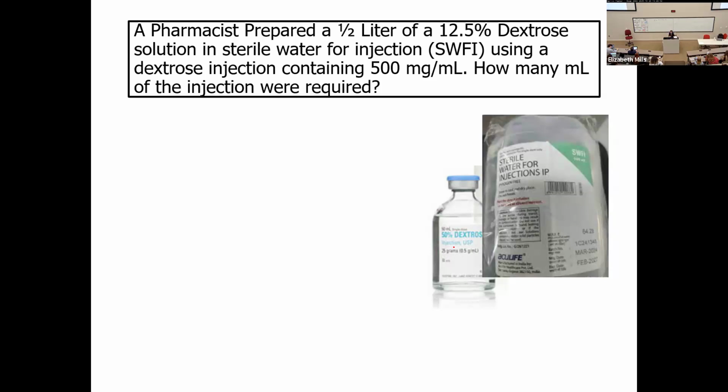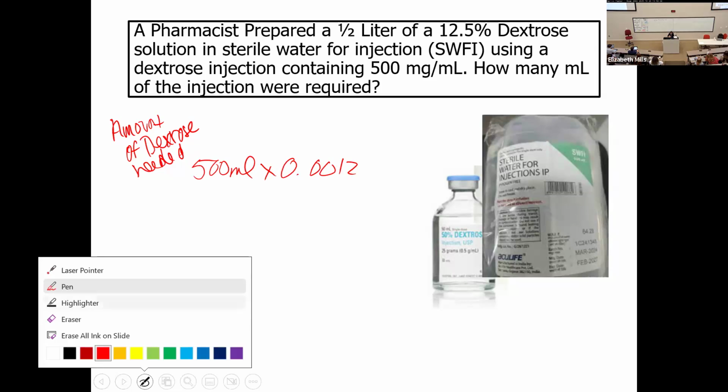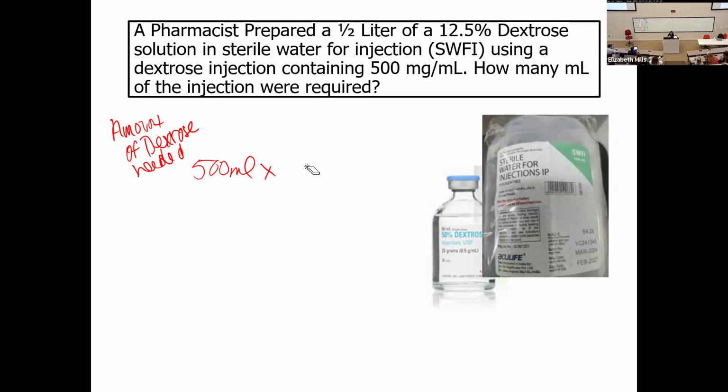Okay, so the first thing that I did was determine the amount of drug needed, or dextrose needed. In this final product, we want the final percentage to be 12.5%, right? So I took the 500 milliliters, which is the half liter, and then I multiplied that by the 12.5%. Oh, sorry, let me fix that. I'm a little crazy on my decimals here.